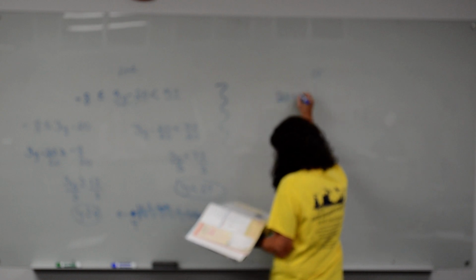2x minus 3 is greater than 15. Now the or statements literally always have 4, okay? So it's a no-brainer there.